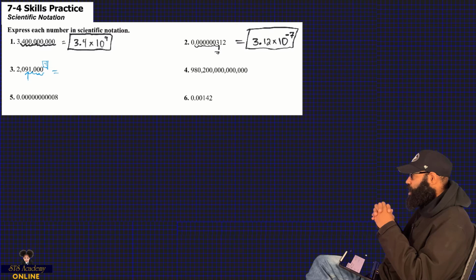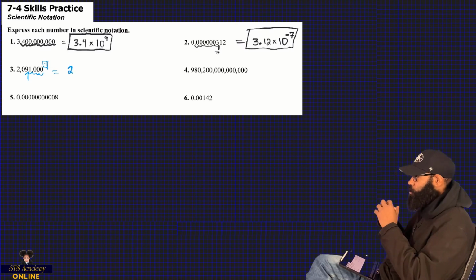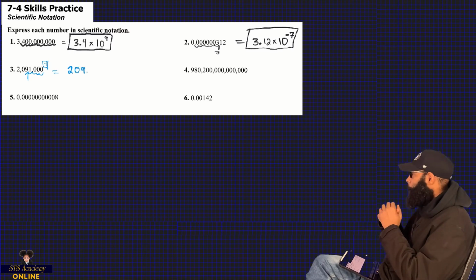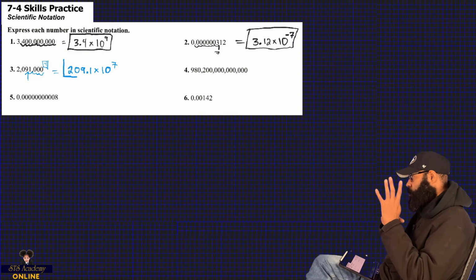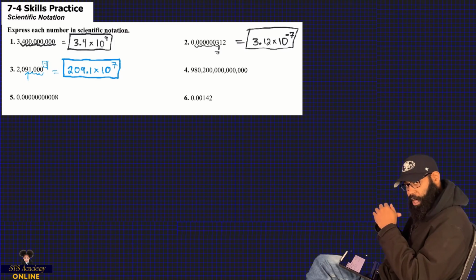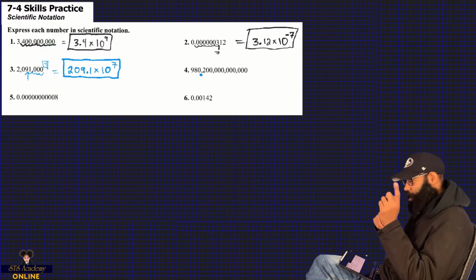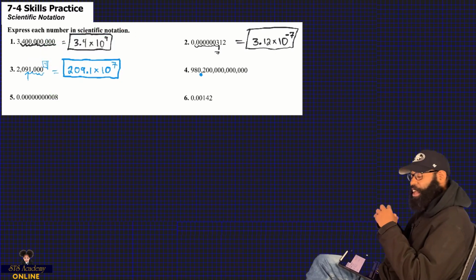So for number 3, you got 2,091,000. Well, to get that decimal to after one place, you notice I went 1, 2, 3, 4 spots. So 2.091 times 10 to the 7? No, there's 7 spaces. No, it's 4. I got a mistake that early? Oops. Somebody's going to catch that. All right, again, I already told you guys, it's that easy, right? And then we'll be like, I knew it was 4.